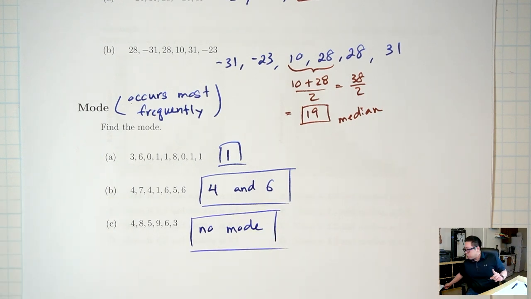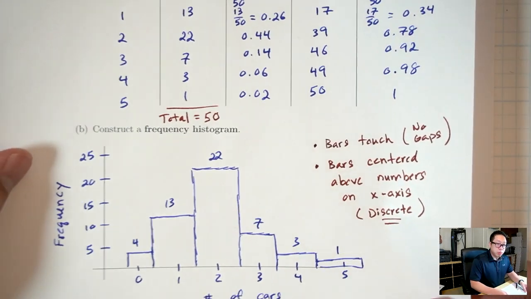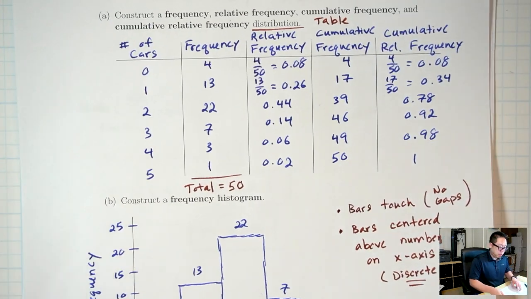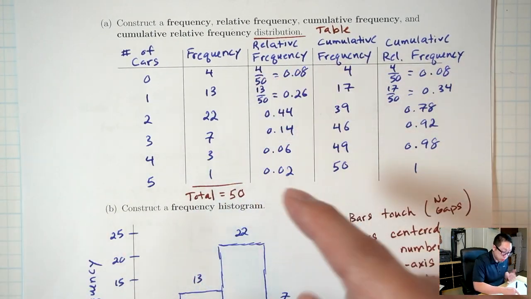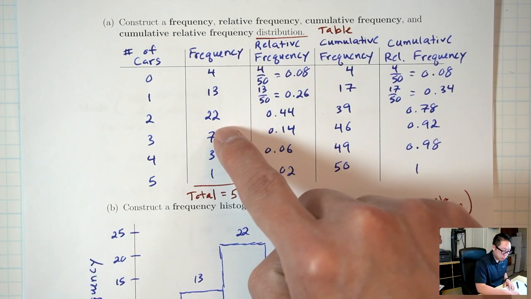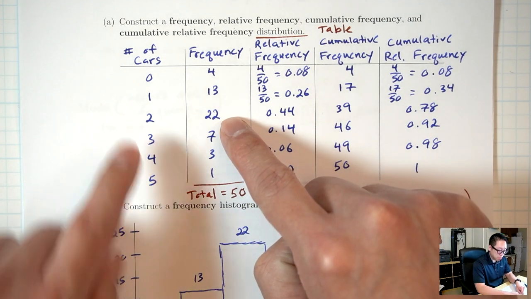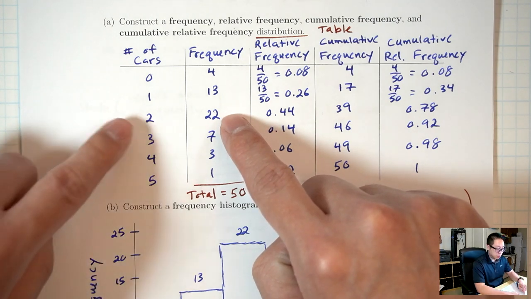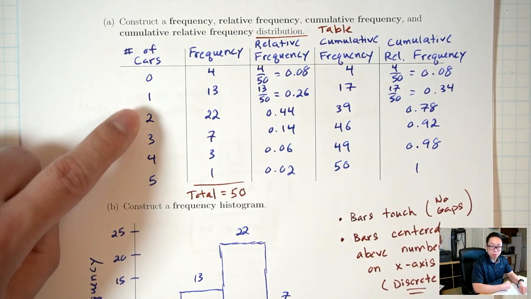Let me throw it back to something we talked about in section 2.2, when we talked about distributions and histograms. If we have a distribution, which is a table, it's really easy to find the mode. The mode is the data value that occurs most frequently. So here, if we look at the frequencies, just look at the highest frequency, which is 22. This is saying that the 2 occurs 22 times. The 2 occurs most frequently. So here, the 2 is the mode.